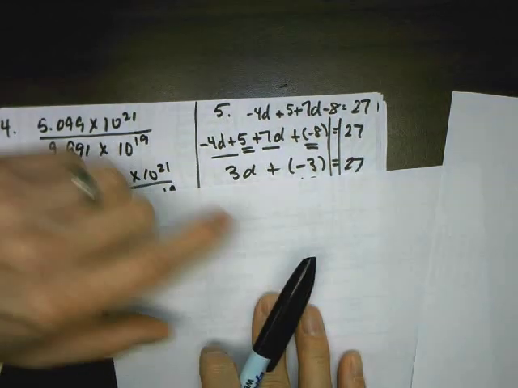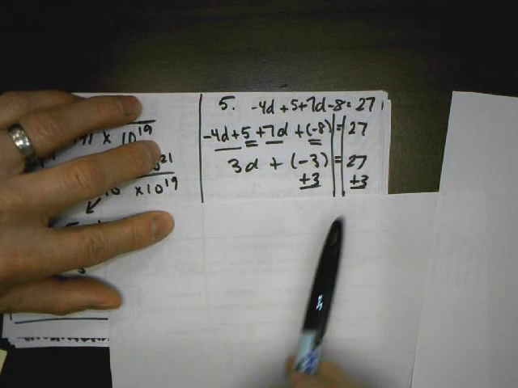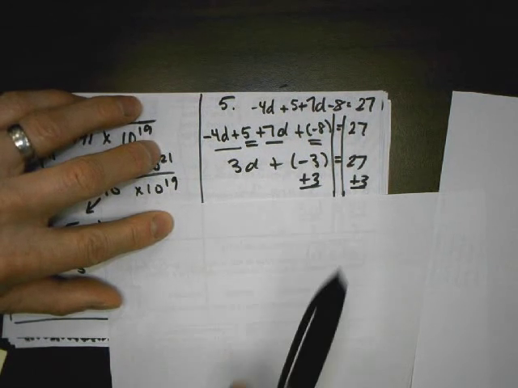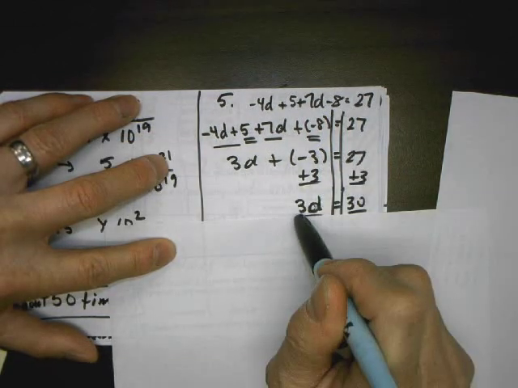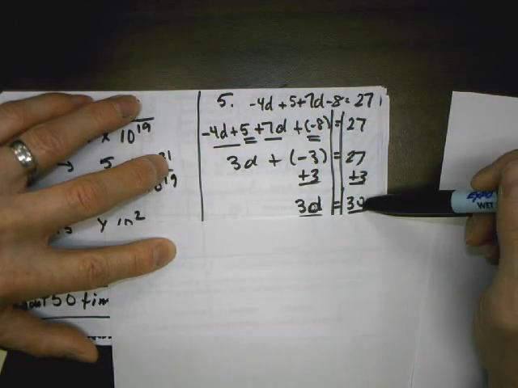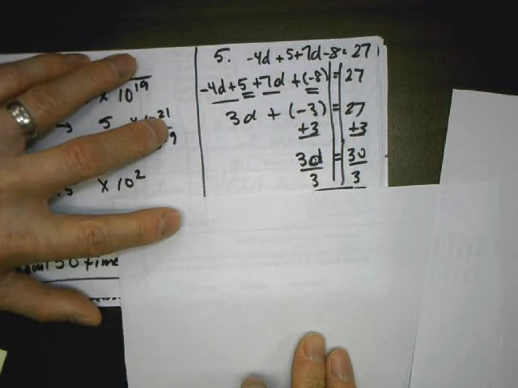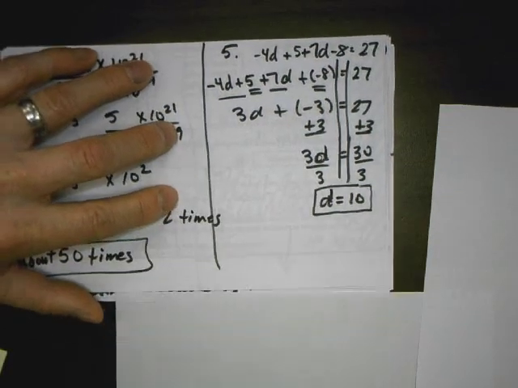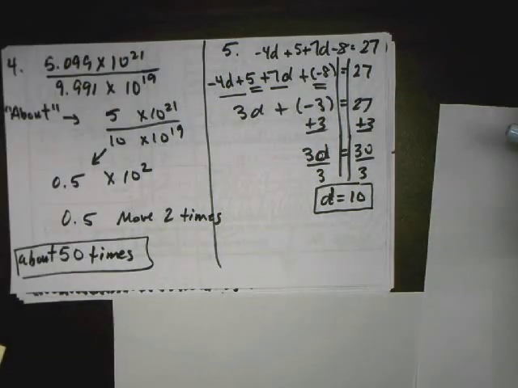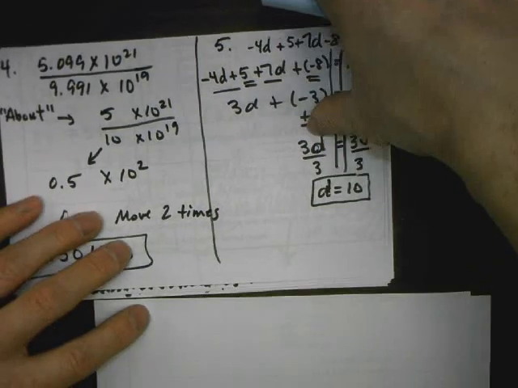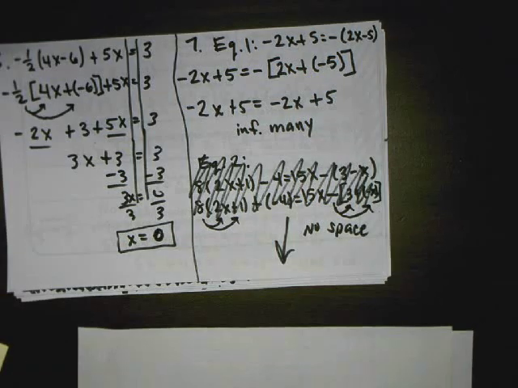And now I solve. I work farthest away from the variable. I do the inverse operation of a negative 3, which is to add 3. That makes that go away. 3d left on the left. 27 plus 3 is 30 on the right. Divide both sides by 3, and I see that the answer, the solution, is 10. 10 will make this equation true. 10 is the solution.